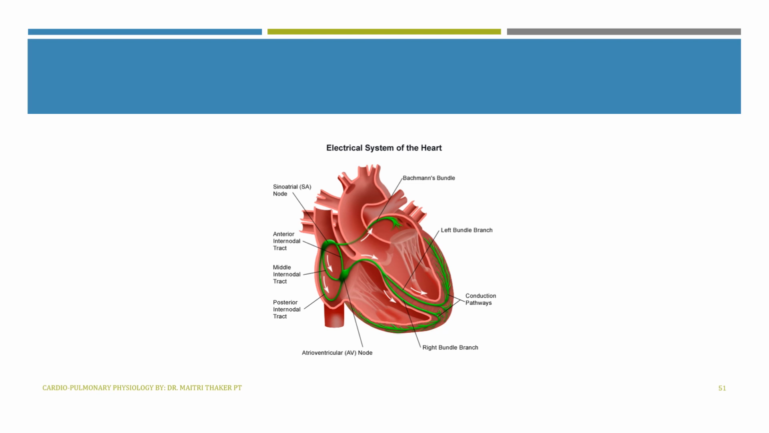Now this is the conduction system of the heart. Here this is the SA node. From this the impulse will travel to the AV node. For this impulse conduction, there is a 0.1 second delay, and because of this atrial kick will happen. Now from the AV node, the impulse will travel to the ventricles.